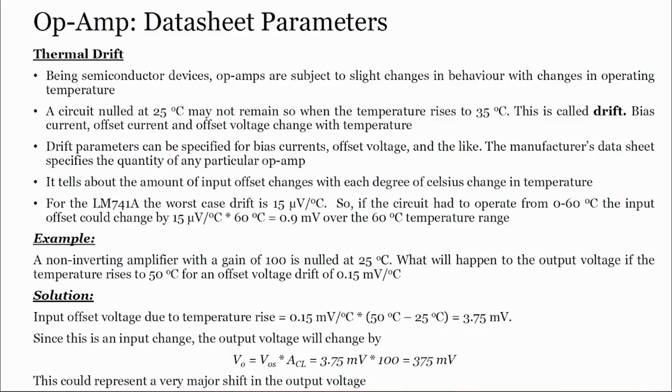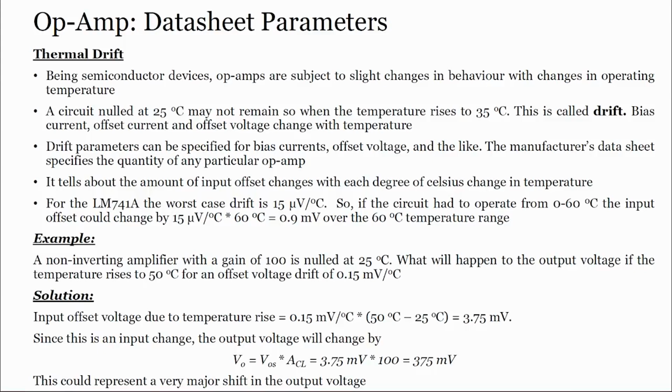In this case it is very simple. We can write the input offset voltage due to temperature rise as 0.15 millivolts per degree centigrade times (50 minus 25), which is equal to 3.75 millivolts. Since this is an input change, the output voltage will change by VO equals VOS times ACL, or 3.75 times 100, a gain of 100, which is 375 millivolts. This is a huge change or major shift in the output voltage.